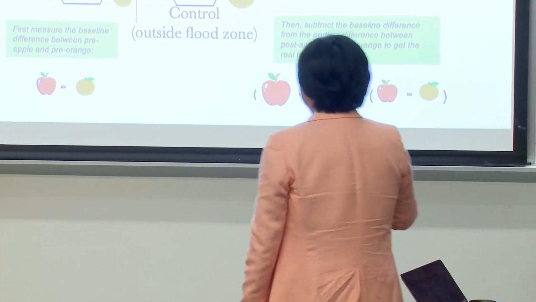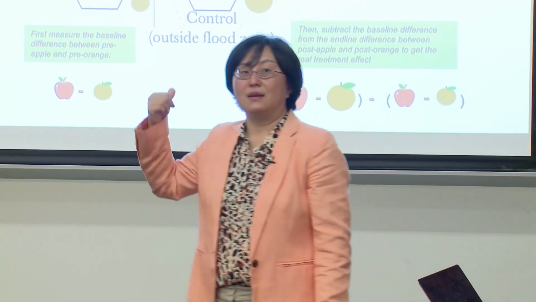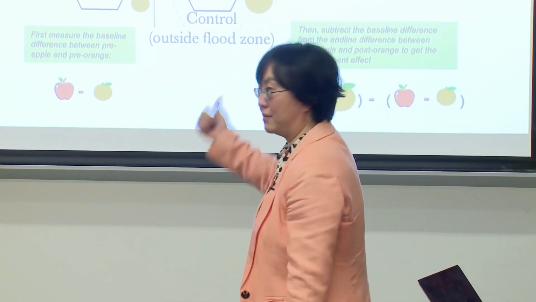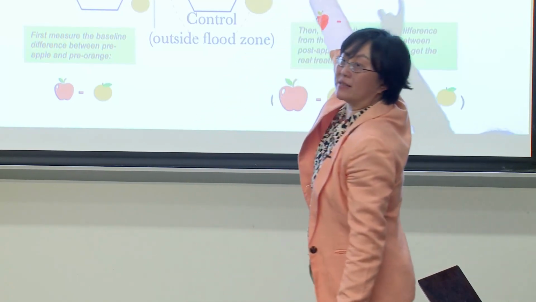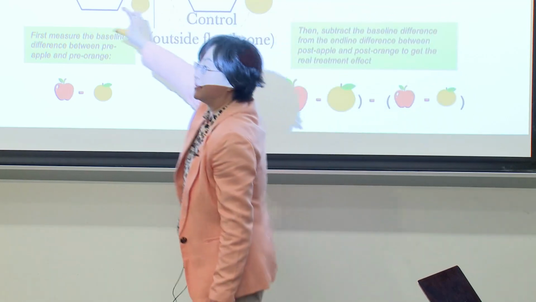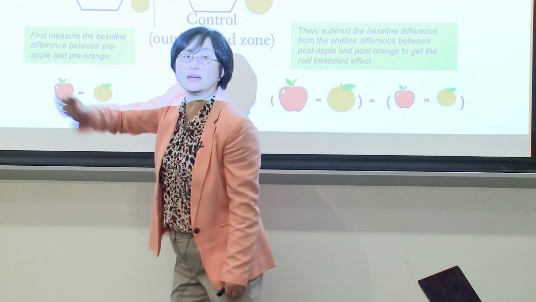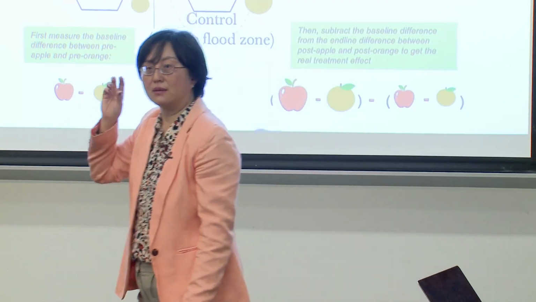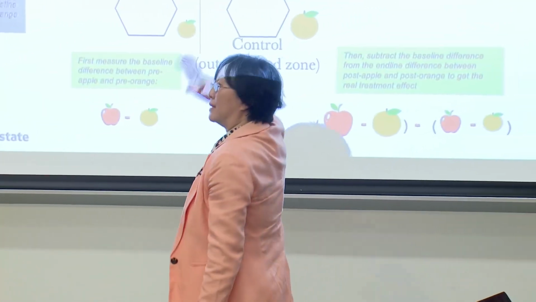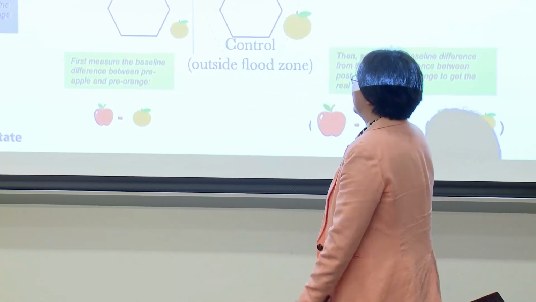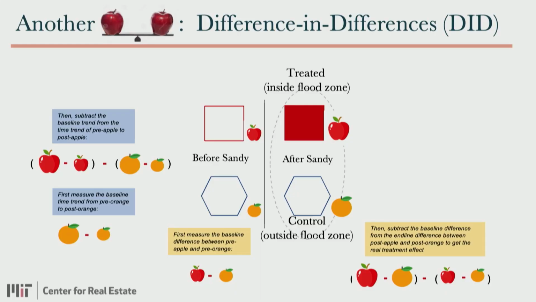I think you are asking about a fundamental assumption of this methodology. To make sure this methodology holds, the fundamental assumption is that except for the treatment we are interested in, which is Sandy, other natural growth is similar between this and that. The only different thing is Hurricane Sandy. Besides Hurricane Sandy, all the macroeconomy and any booming of the city are the same between this orange and apple.